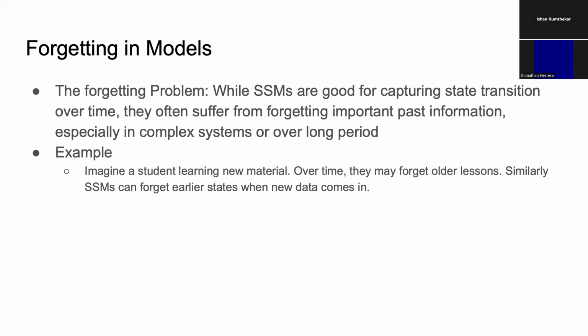Now, there's one issue with state-space models. They forget, okay? They have the forgetting problem. While state-space models are good for capturing state transitions over time, they often suffer from forgetting important information, especially in complex systems or over a long period. An example is imagine a student learning new material, and over time they might forget the order of lessons. It's pretty much the same thing as state-space models. You might be confused, like I just clickbaited you. I said that state-space models are good because they remember long term, but they don't, okay?